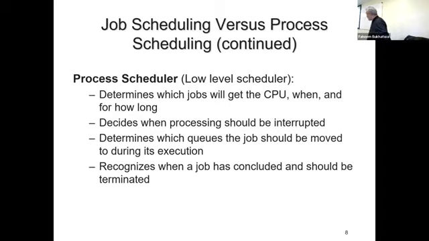The low-level scheduler, the other one, is the process scheduler. It determines which jobs will get the CPU. So it's the process scheduler, or low-level scheduler, the one that looks after actually scheduling the CPU. It decides when a process should be interrupted as well.